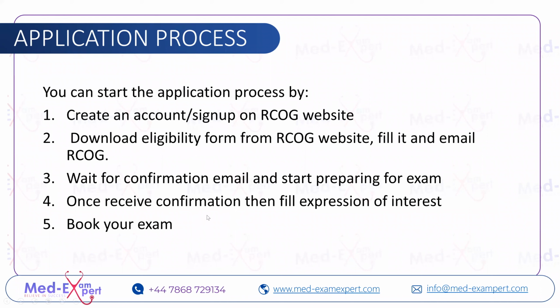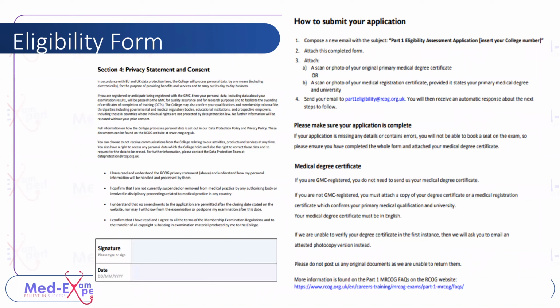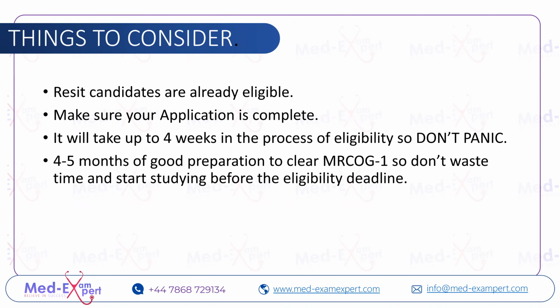So once you receive the confirmation, you then have to put the expression of interest. You go back to the RCOG website and put the expression of interest, saying I want to take this exam. And once the booking tokens are open, you can book your exam, right? So you first do this process so that you can put the expression of interest as well as apply.